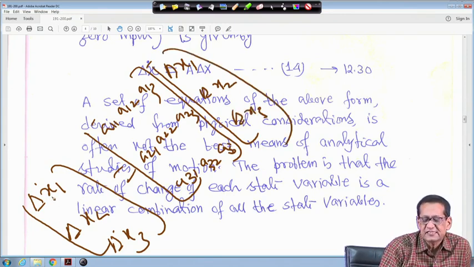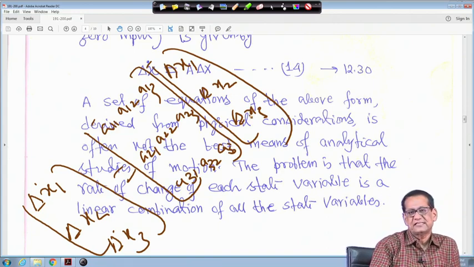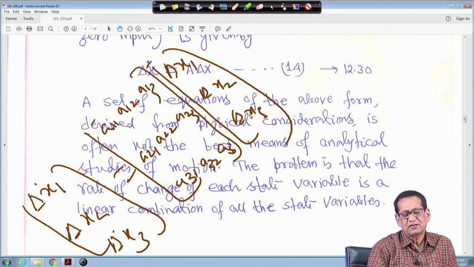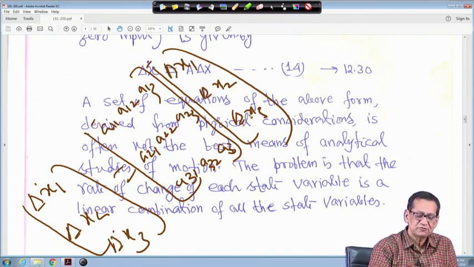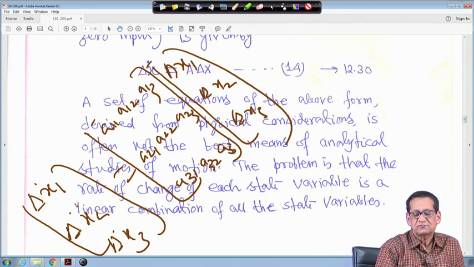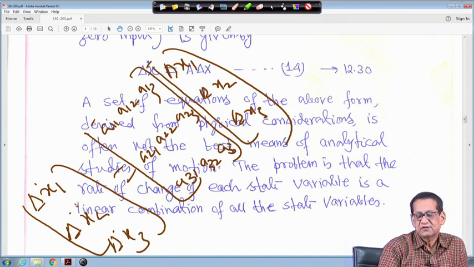So, if you write delta x1 dot, in this case delta x1 dot will be a function of all delta x1, delta x2, delta x3. Some of the elements may be 0, it does not matter, but delta x1 dot is equal to A11 delta x1, A12 delta x2, then A13 delta x3, like this. Delta x2 dot is A21 delta x1, A22 delta x2, A23 delta x3. Similarly, delta x3 dot will be A31 delta x1, A32 delta x2, A33 delta x3.